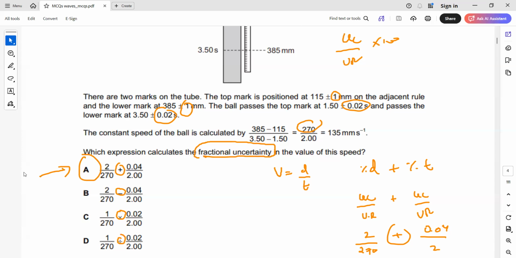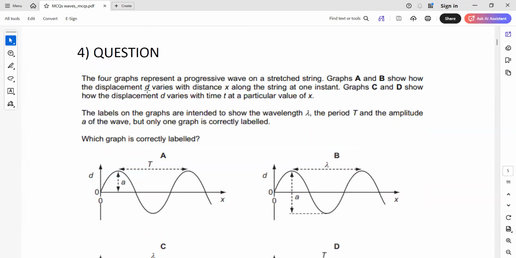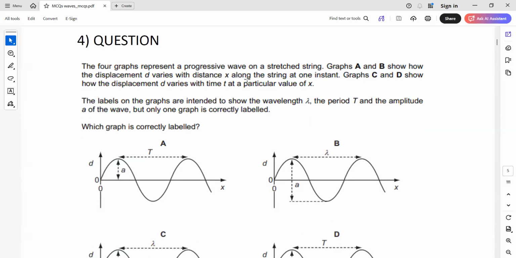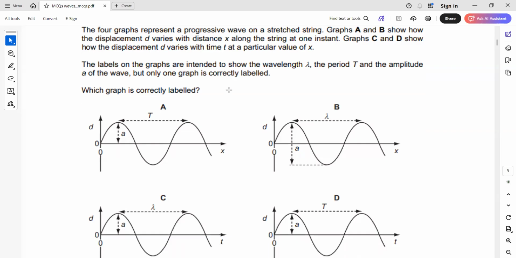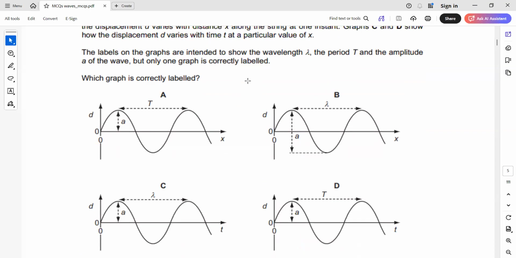So this is related to the first topic of physics, about percentage uncertainty and uncertainty, rather than waves. Now, this question is about waves. There are four progressive waves on a stretched string. Graphs A and B show how the displacement varies along the distance x, and graphs C and D show how the displacement varies with time. The labels on the graphs are intended for the wavelength, the time period, and amplitude. Which graphs are correctly labeled? Like in which graph are the amplitude and time period labeled correctly? You can use the chat to answer.